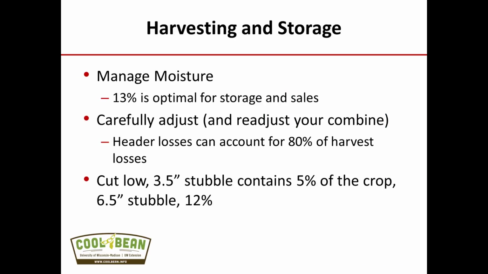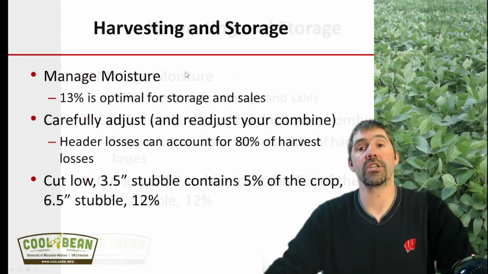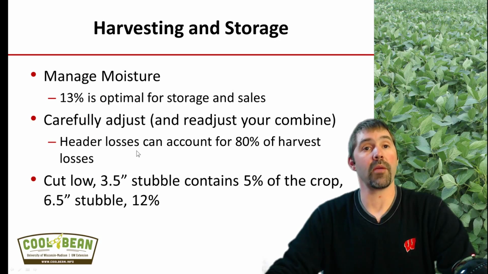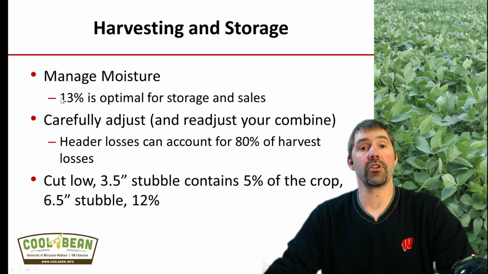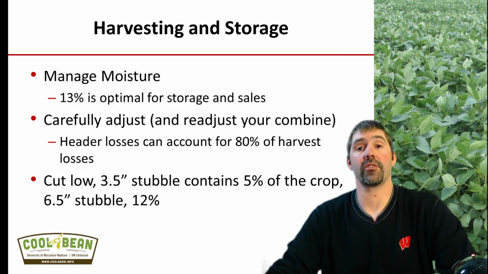In terms of some of the harvesting and post-storage considerations for soybean, again, in terms of managing moisture, 13% moisture is optimal for both storage and sale of your soybean crop. Just make sure you carefully adjust and continue to readjust your combine, because header losses can account for up to 80% of harvest losses in the field.